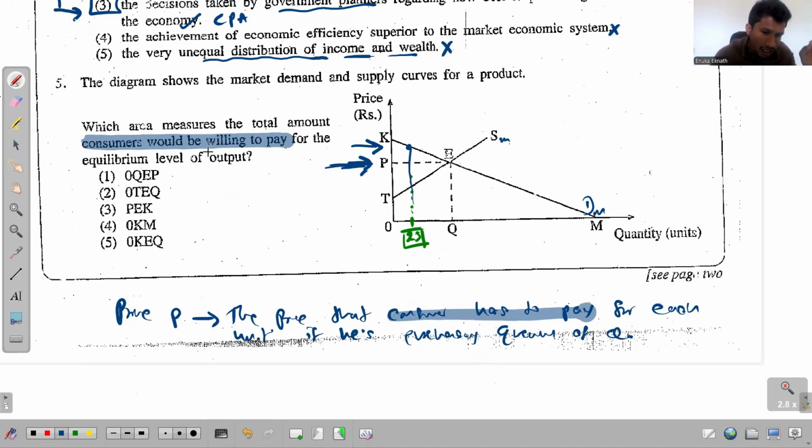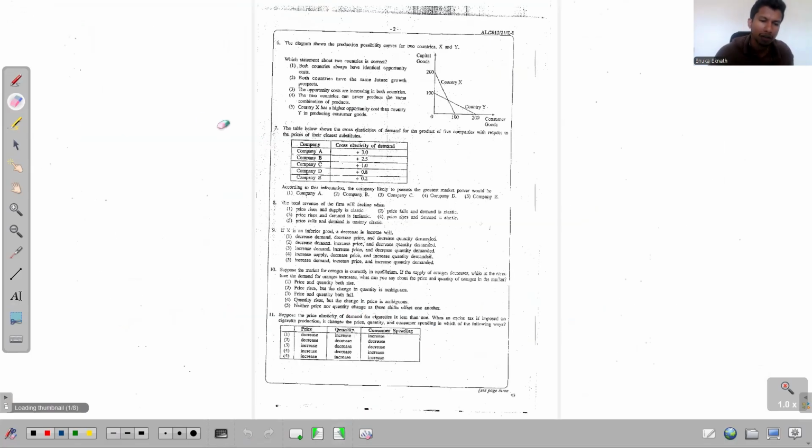Since the question is asking us to recognize the amount that they are willing to pay, it has to be this entire region covered by the demand curve up to the equilibrium quantity. And that's why this becomes the answer. The amount that they are willing to pay and the amount that they have to pay. All right. So let's move to the sixth question now.